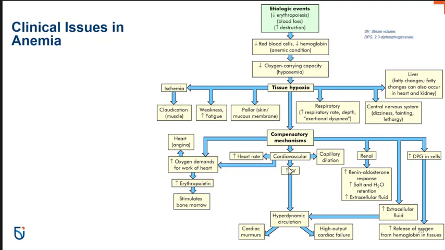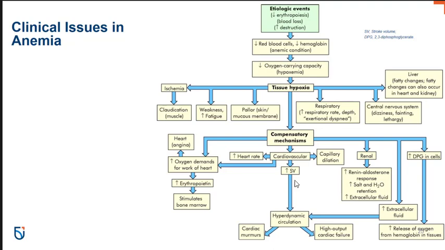We mentioned that when we have a reduction in the amount of red blood cells within our blood, it can lead to thinner blood, which can lead to this hyperdynamic state, which can affect the heart valves, leading to cardiac murmurs, which are abnormal sounds that you hear when blood is leaking back through valves that it shouldn't normally be moving back through.